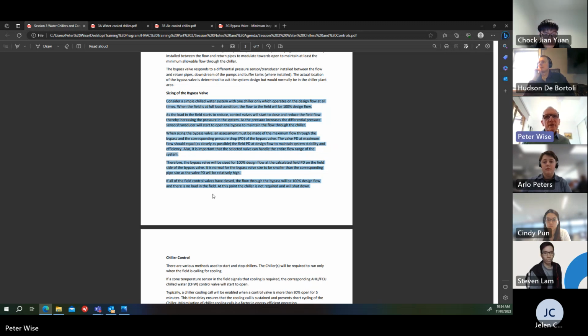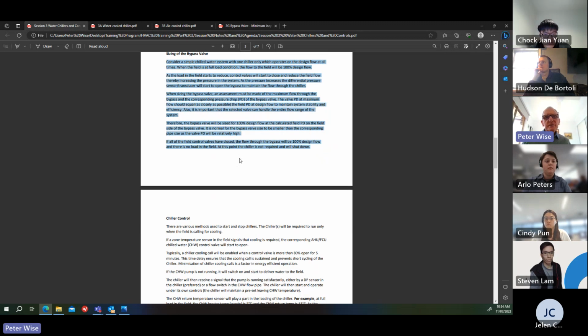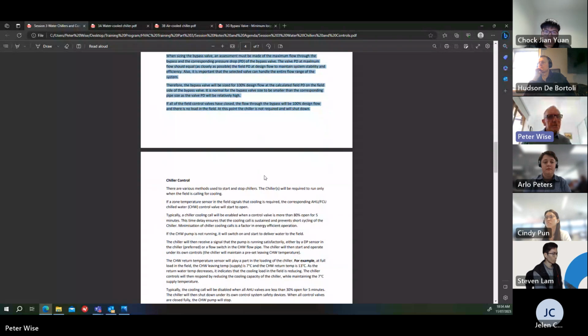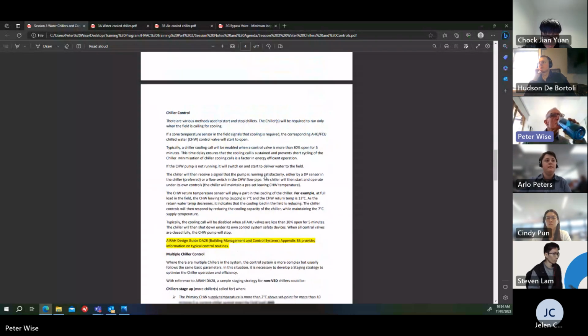So I've probably said most of that that's highlighted there. So the bypass valve, let's say you've got a 100mm pipe, that's your pipe for the system. Your bypass might only be 50mm because it's got to provide a high pressure drop. All right, let's have a look at chiller control.